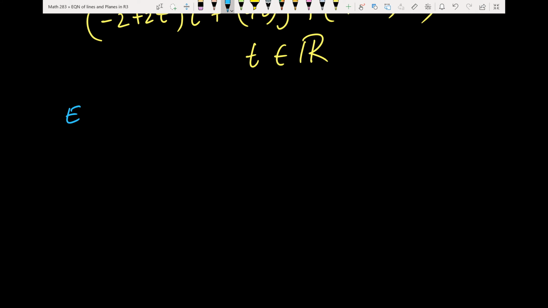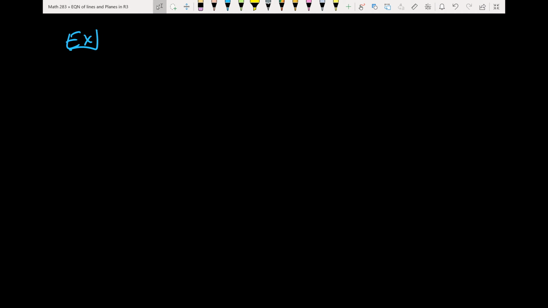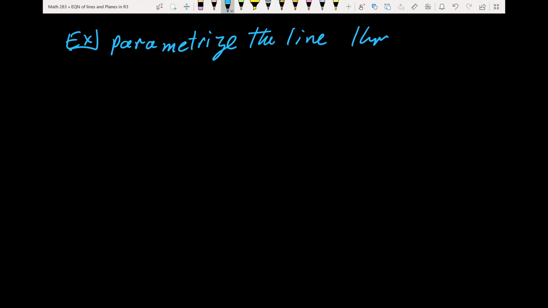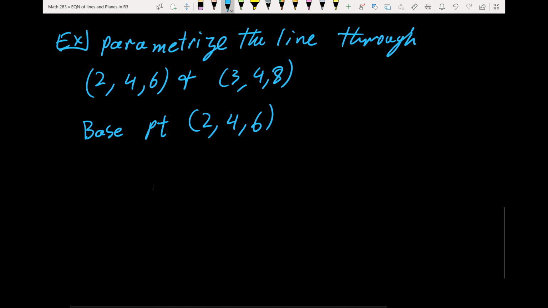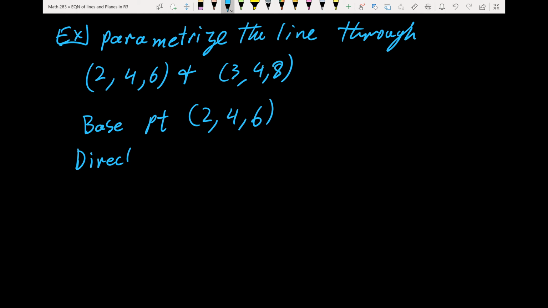Let's try another problem. Is blue harder to see or is blue easy? Blue is good, right? Parametrize the line through 2, 4, 6 and 3, 4, 8, with base point 2, 4, 6 and direction vector given by 3, 4, 8 minus 2, 4, 6.